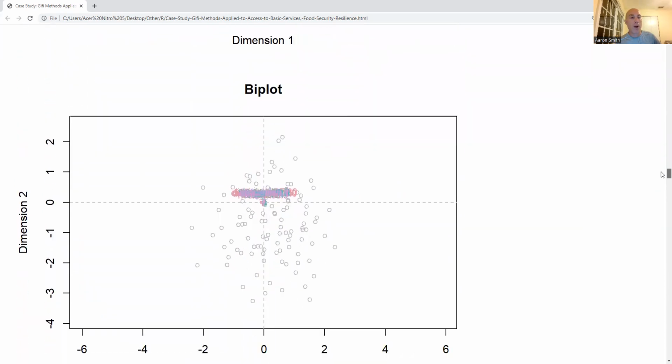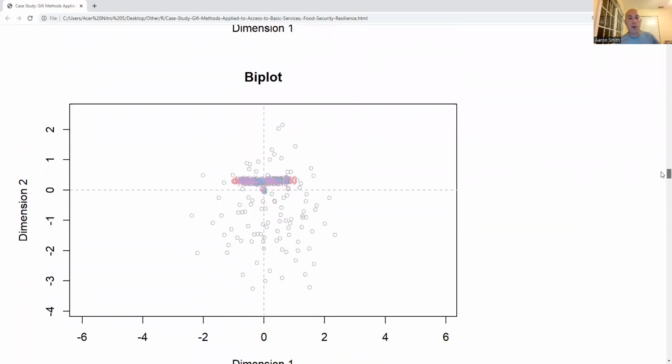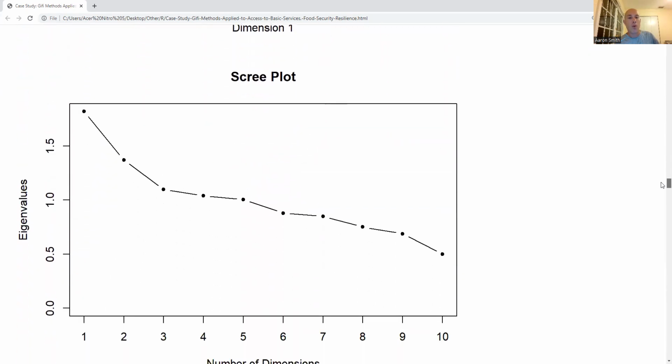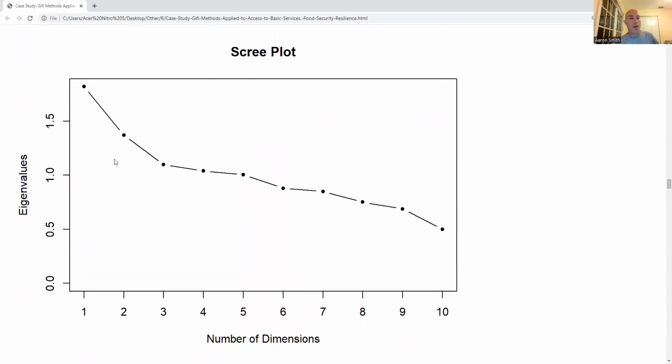So here is a biplot. This is completely useless, in my opinion, because everything's on top of each other. It's not spread out enough to be useful. Here's our scree plots, and you could convince me of 3 or 6, but I'm keeping it down to 2.